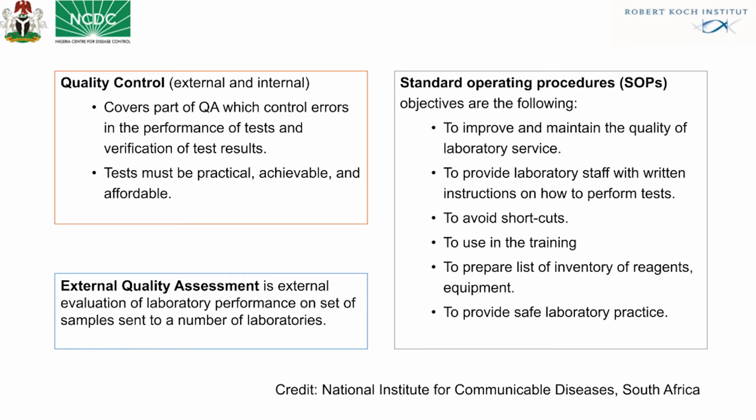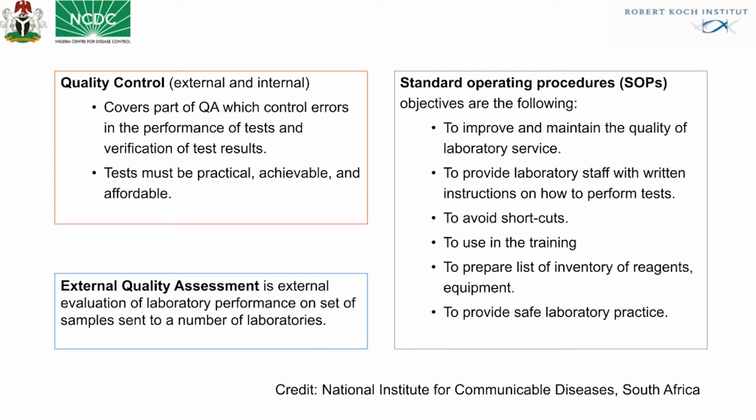External quality assessment is external evaluation of laboratory performance on a set of samples sent to a number of laboratories. This is also to monitor our testing processes in our lab, to be able to know whether we are giving accurate results, reliable results, and in a timely manner, to be able to compare what we have done in our own laboratory and also get results from the external, to be able to know we are on the right track.